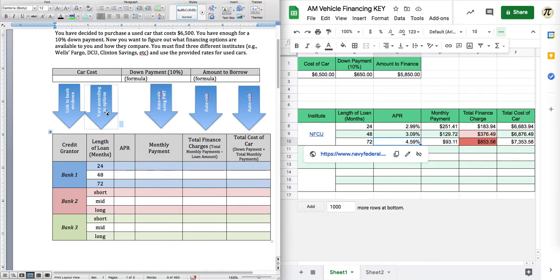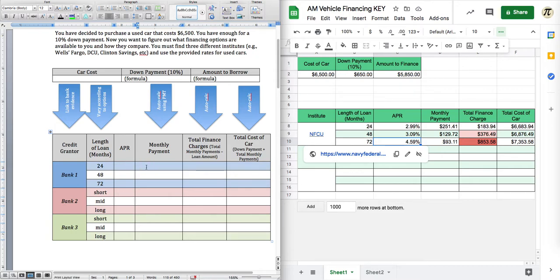The length of the loans here, notice what it says here. It varies according to options. So you're not necessarily going to put a 24, 48, and 72. You might have to adjust these based on APR, and I'll explain that in a moment. APR means annual percentage rate. That means what percentage you're paying to rent the money.